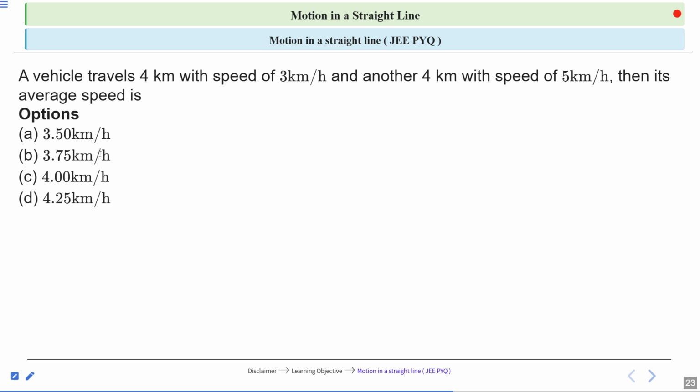Given options, option A is 3.50 kilometer per hour, option B 3.75 kilometer per hour, option C 4.0 kilometer per hour, and option D 4.25 kilometer per hour. Which one is correct? Think about it and solve this question.